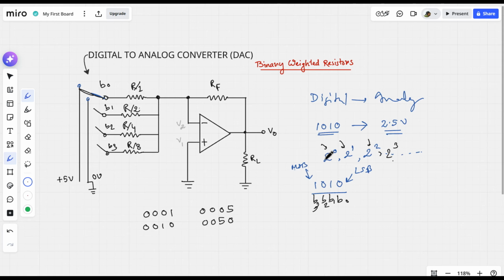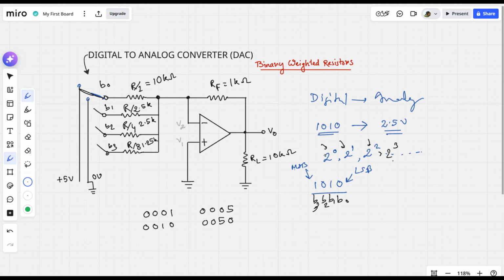Okay. So now here the circuit, as you can see, represents a summing amplifier where we have 4 inputs and the feedback resistance is RF. Let us consider this value to be 1 kilo ohm, and let us consider this to be 10 kilo ohm, and the corresponding values will decrease accordingly. Like the next value will be 5 kilo ohm, then 2.5 kilo ohm, and then 1.25 kilo ohm. Okay, so now how will this circuit work?